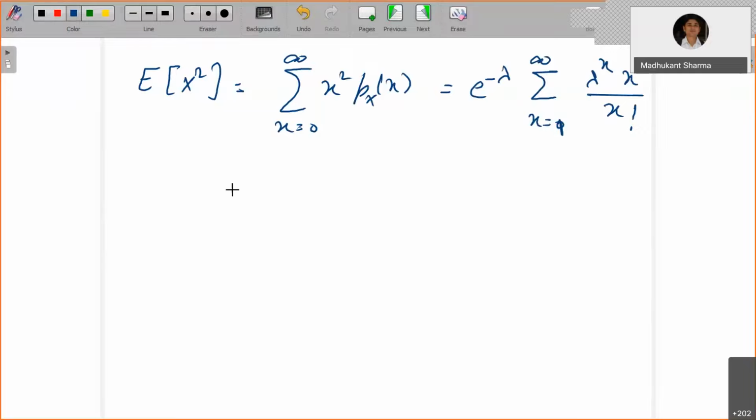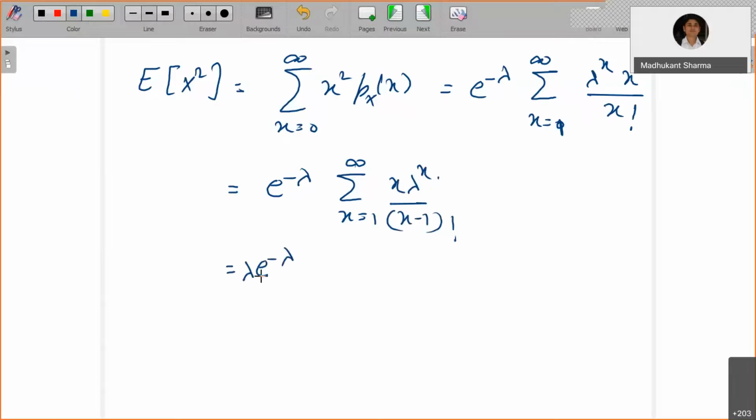Okay, now this is equal to e to the power minus lambda times the summation from x equals 1 to infinity of lambda to the power x times x divided by x minus 1 factorial. Right, so now what you can do is take lambda out. And what I will do is replace this x by x minus 1 plus 1.